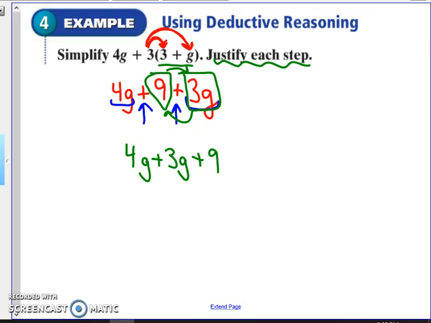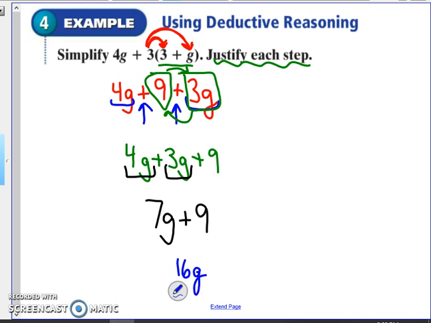Combining like terms, the like terms have to have the same variable. 4g plus 3g is 7g, plus 9. Now some kids are going to want to go one more step and put that together. They think that says 16g, but that can't work. If I'm combining things to add them together, they have to be like terms. They have to have the same variable. This is like saying 7 goats, 7 groups of something, plus 9 not goats, because there's no g on it.